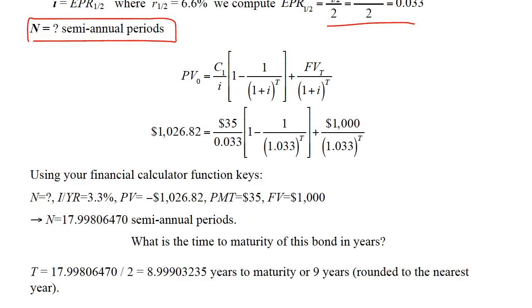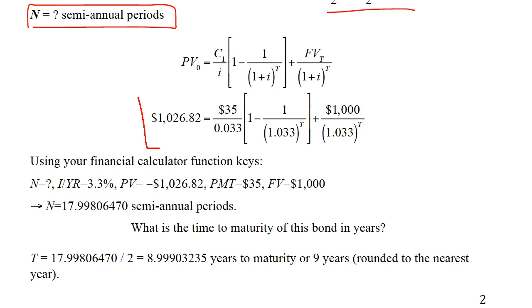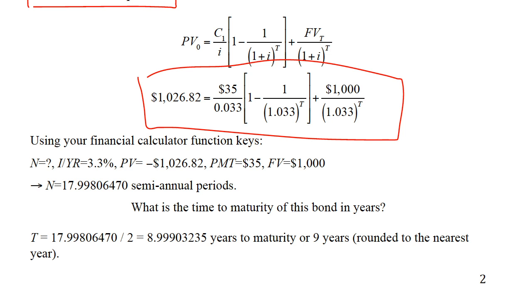Here's the formula. This is what you would write on your formula sheet on your exam. Entering into your calculator, n is left blank. Interest is 3.3%. This is the price as a negative. The payments are $35 and the face value is 1,000. Those are positives. And ask for n, which is really t in our formula.